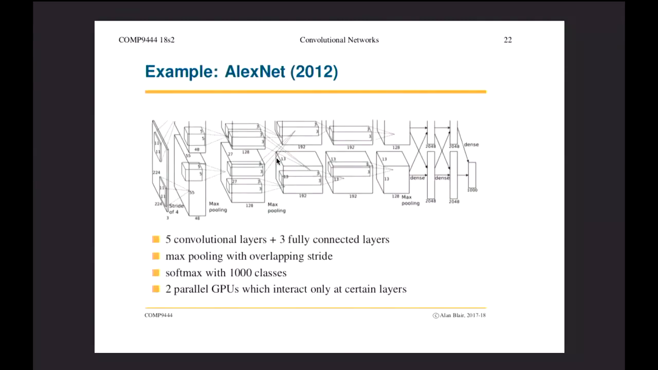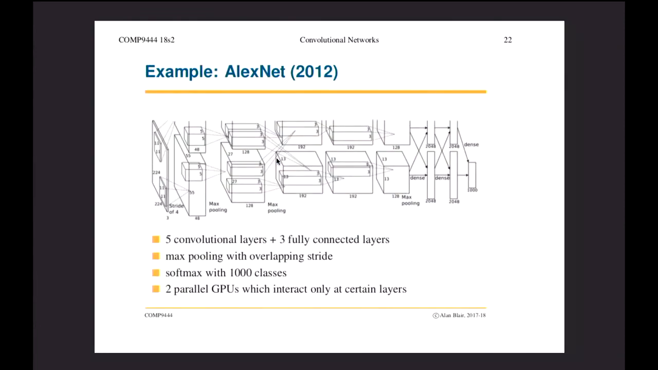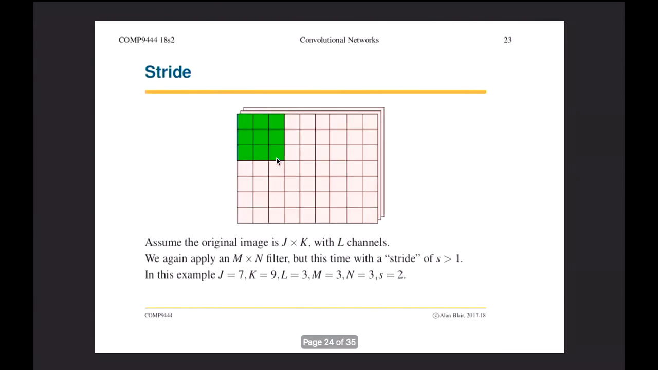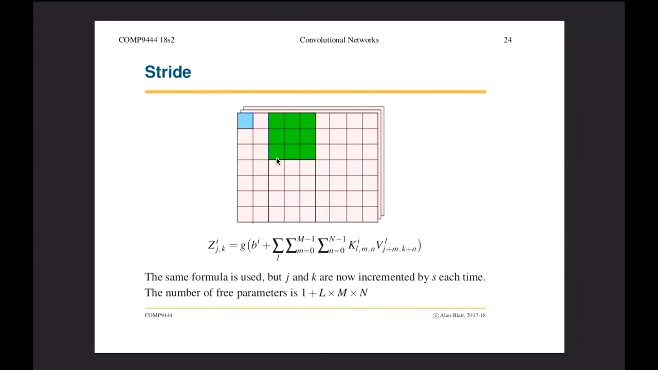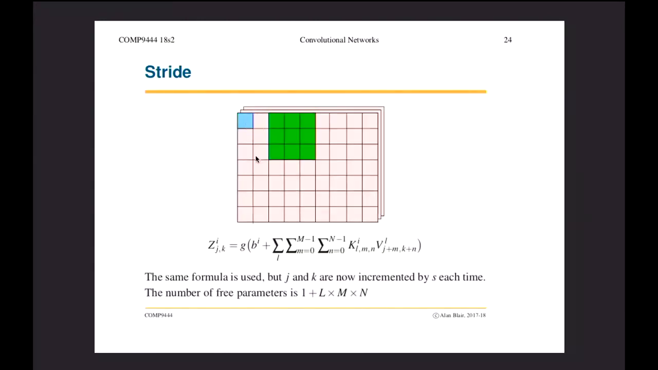So one of the modifications that it made use of that wasn't in the original LeNet is the concept of stride. So the way stride works is this: we compute as before. We put the filter, and we compute this node. But then instead of just sliding it over by 1 pixel, we slide the filter over by, in this case, 2 pixels. So we can specify a stride length s, and in this case, s equals 2.